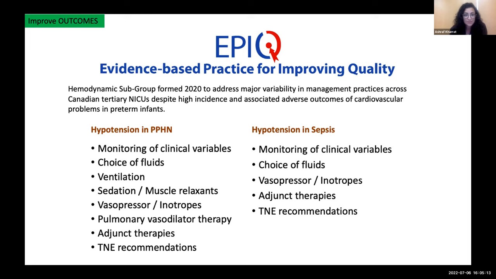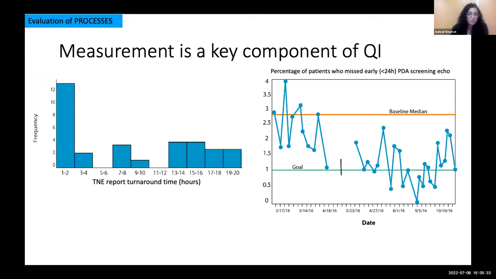So this is a bit more consensus-based because there is a lack of high quality evidence specifically in this field, but even standardization of approach using physiological rationale in the absence of high quality evidence can help improve care delivered to patients. Whenever you implement some quality improvement project, measurement is a really important part of this.